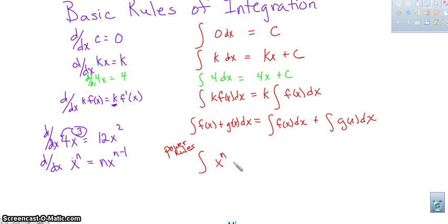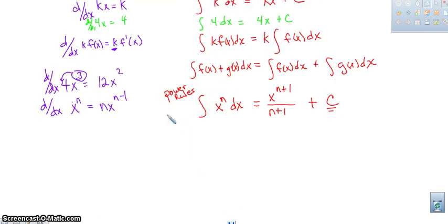If I have the integral of x to the n dx, the power rule says, opposite of what we did over here, where we multiplied and subtracted, we have to add. So you get x to the n plus 1, and instead of multiplying, you divide by this n plus 1 power, plus some constant c. There's always that c constant for now. This rule, the power rule, is one we use a lot. I'm just going to show you a couple quick examples.